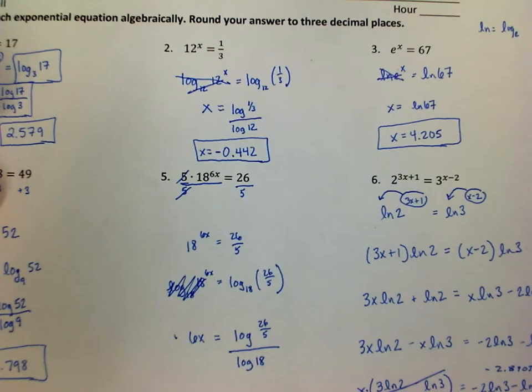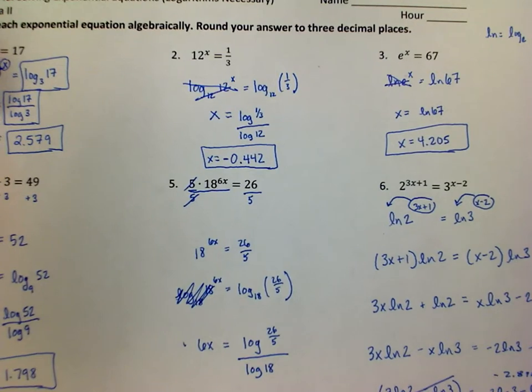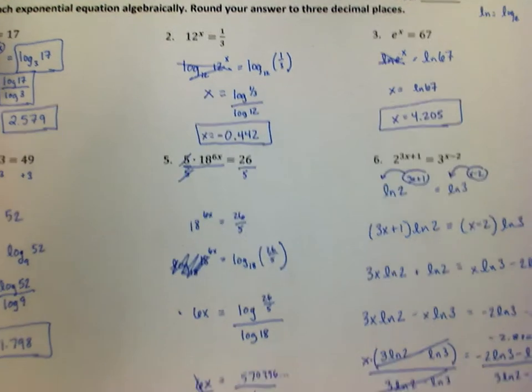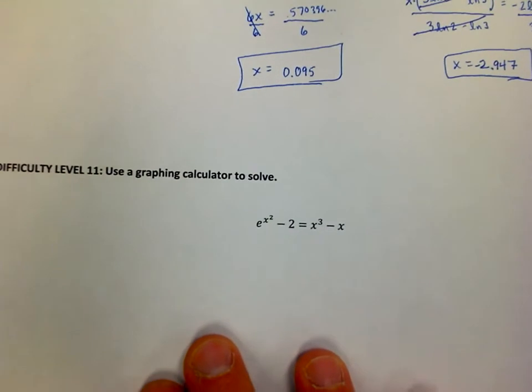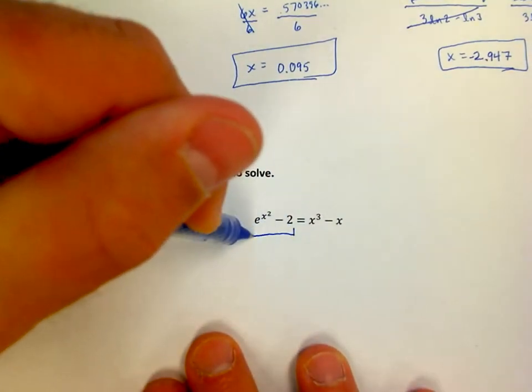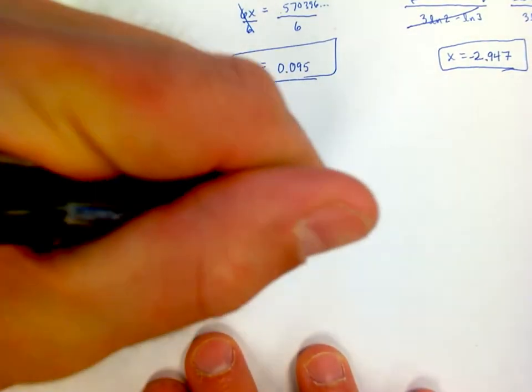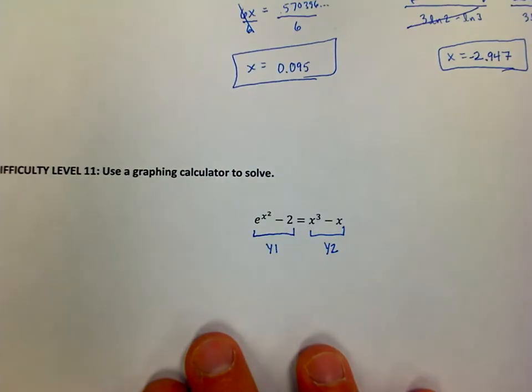And so, even on any of these, you can always go graph. Left side is y1, right side is y2. So don't forget that you can always go like this and you can say, you know what, I'm going to type that in as y1, I'm going to type this as y2, and that's going to form a couple of lines, and I'm looking for where they cross, okay?